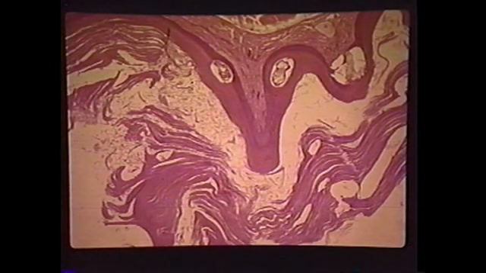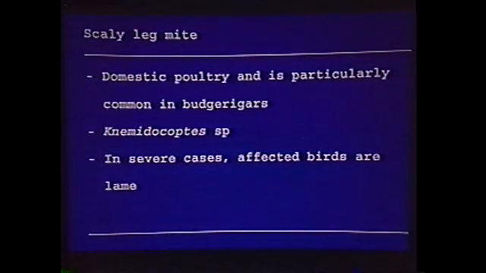Histologically, it is basically extensive hyperkeratosis, and you can see a cross section of the parasite between the keratin layers. Similarly here, a cross section of the mite. Various species of Knemidocoptes have been identified in birds affected with scaly leg. It's more common in budgerigars. Occasionally we see it in backyard flocks. We don't see it in commercial operations.